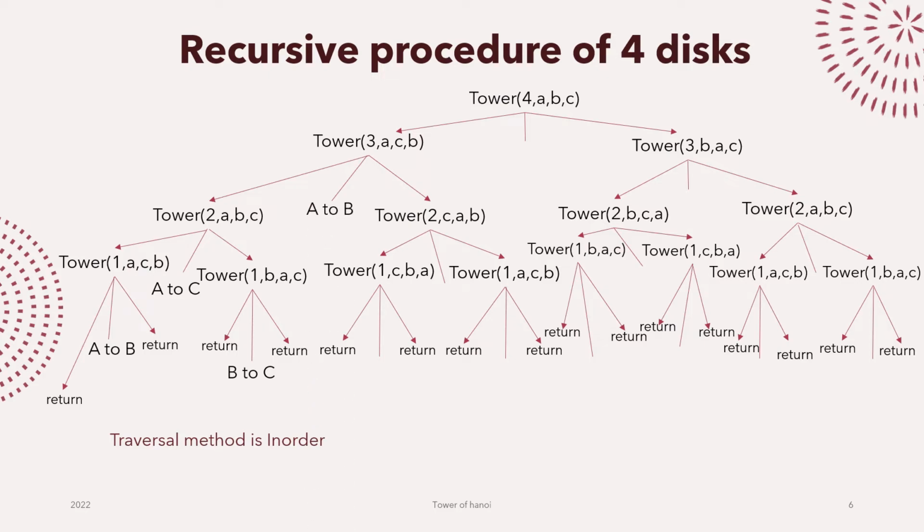and after that the A to B move will show, and then C to A, and then C to B, and then A to B, and then A to C, and then B to C, and then B to A, and then C to A, and then B to C, and then A to B, A to C, and last of all B to C.